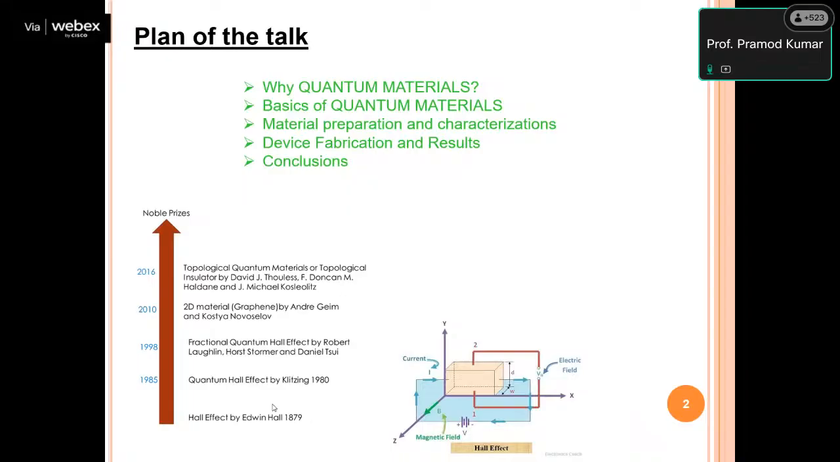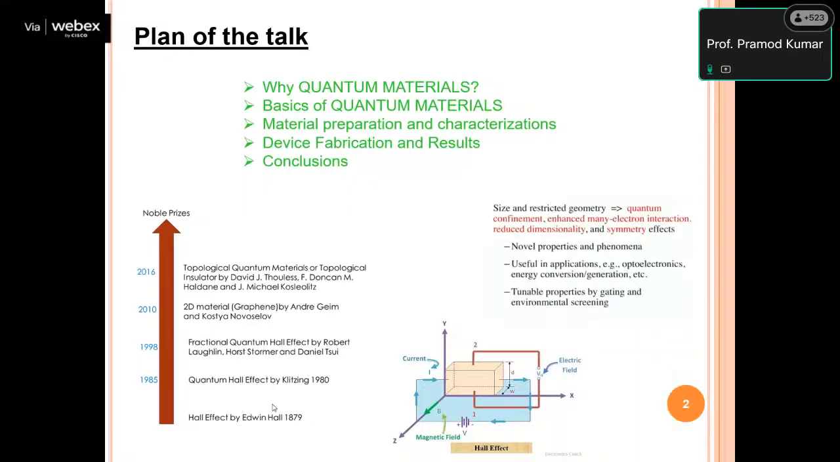After that came topological quantum materials. This is the extended version of the quantum Hall effect. Basically, you see the quantum Hall effect in the presence of a very high magnetic field, but with topological quantum materials, people see the effect in the absence of a magnetic field also.